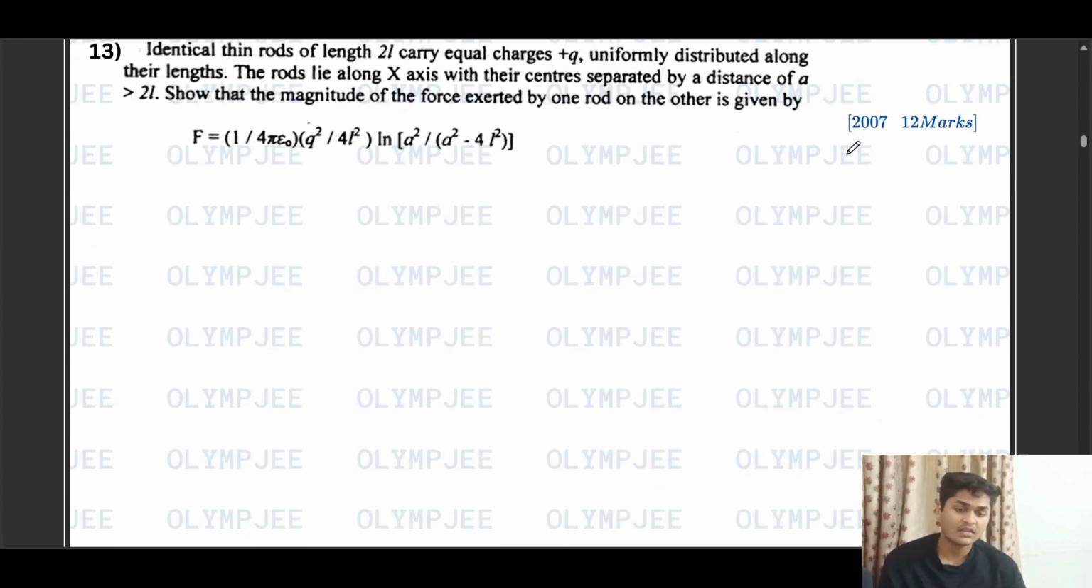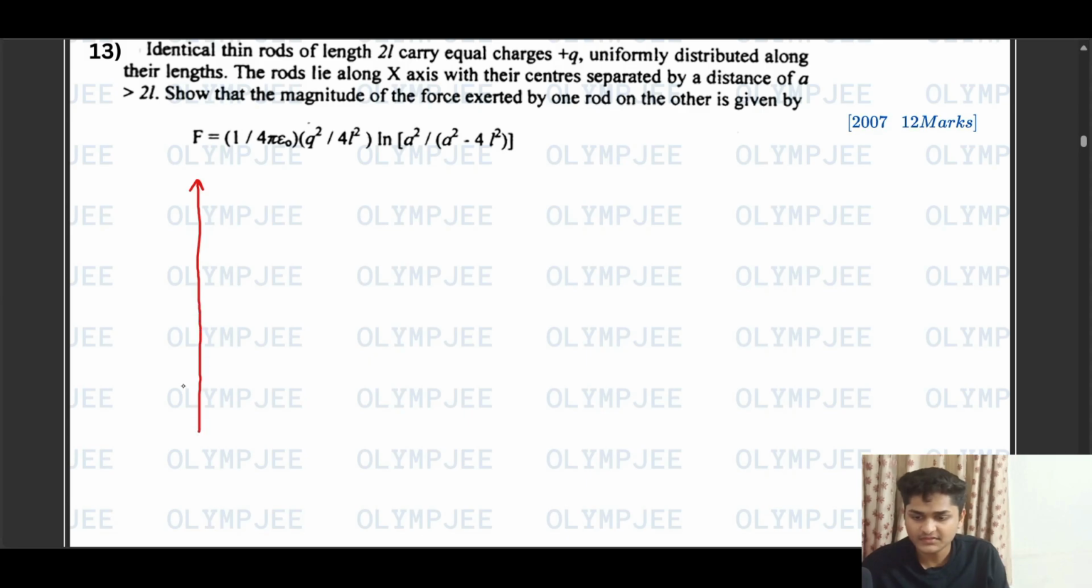Moving on to question 13. This is a 12 marker question and this is a good question. Identical thin rods of length 2L each carry charge plus Q uniformly distributed along their length. The rods lie along the x-axis with their centers separated at a distance A, which is greater than 2L. So the rods are not intersecting. Show that the magnitude of the force exerted by one rod on the other is given by. So let me draw the situation.